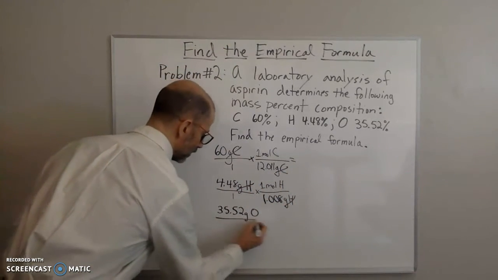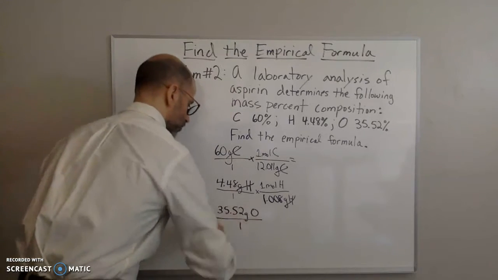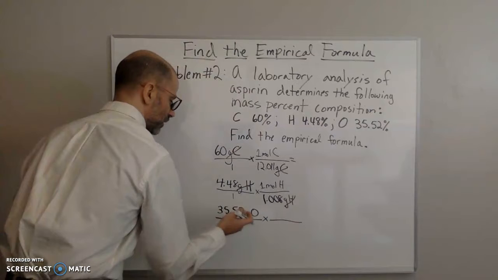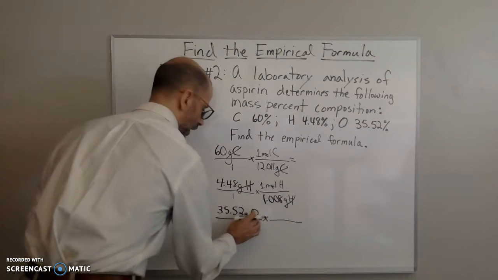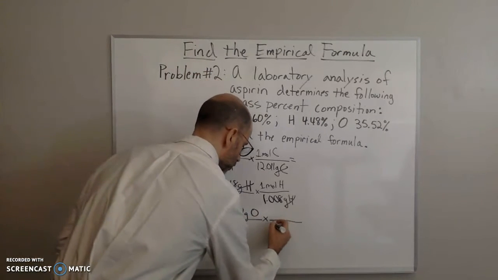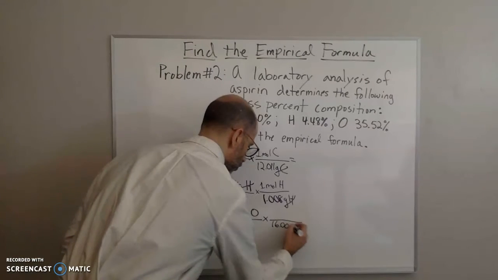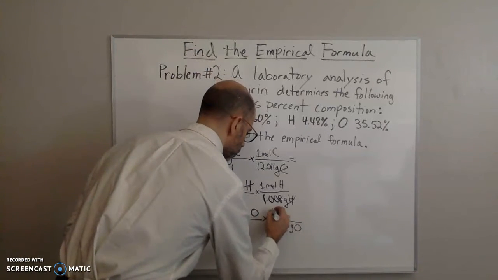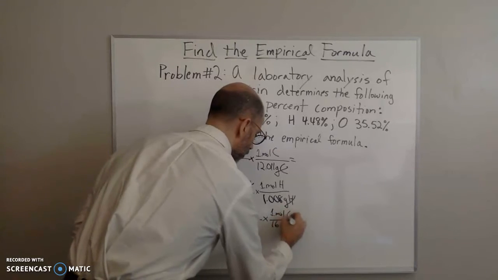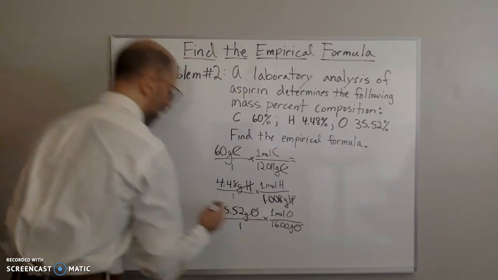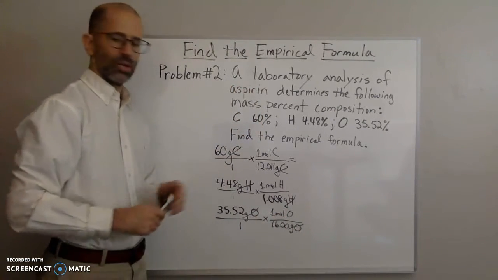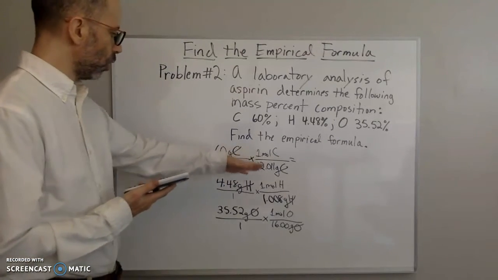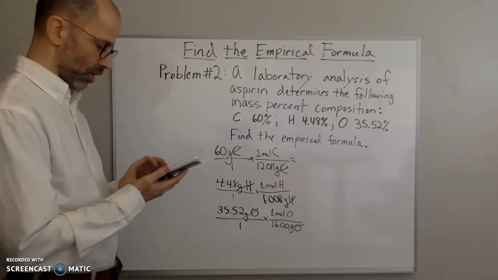And then finally you have oxygen. So we can do the same thing with the molar mass of oxygen. So the molar mass of oxygen is 16 grams per mole. I have grams on top, so I want to put 16.00 grams of oxygen on the bottom, 1 mole of oxygen on top. So grams of oxygen cancel out. So now what I can do is I can just calculate the moles of each one.